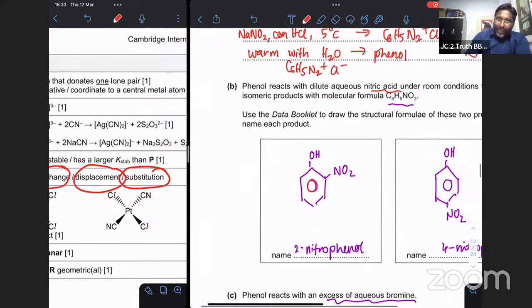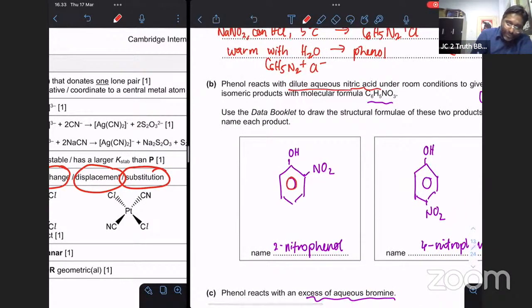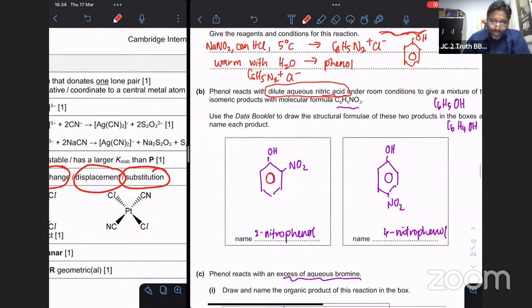So here they say when you react with aqueous dilute nitric acid, because normally you need to react with concentrated nitric acid with the catalyst concentrated H2SO4 at 55 degrees Celsius to get nitrobenzene, so NO2 goes into that. But now if you have phenol, you do not need all these conditions. You just need dilute aqueous nitric acid at room temperature. You will get, and you can see here, they mention C6H5NO3. What does it mean?